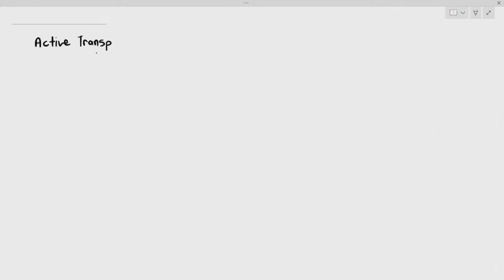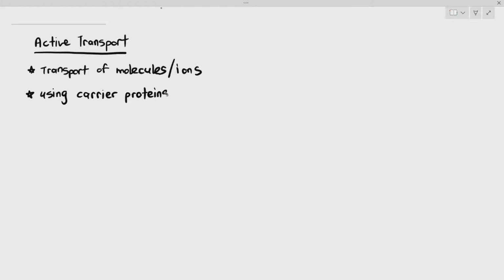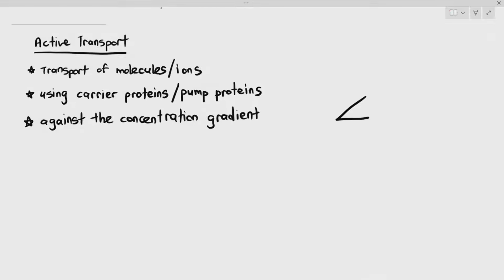So we are done with passive transport, diffusion, osmosis, and all that jazz. And we can now move on to active transport. Active transport is basically the transport of molecules or particles, sometimes ions, using carrier proteins or pump proteins against the concentration gradient, which means from a lower concentration to higher concentration. And the thing over here is it requires ATP.